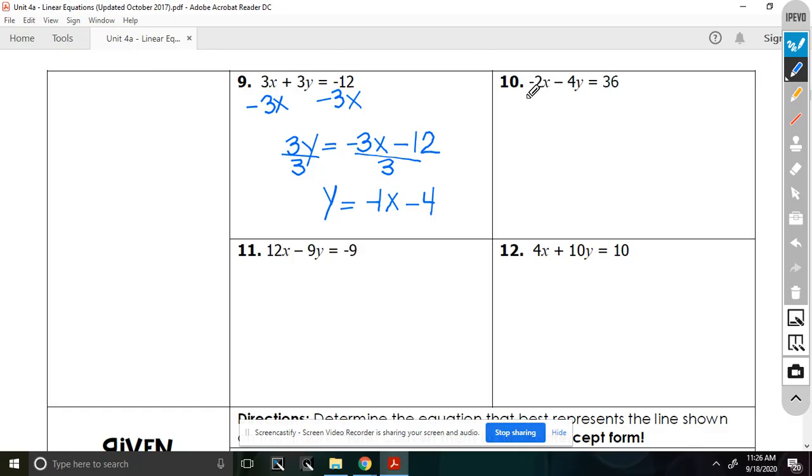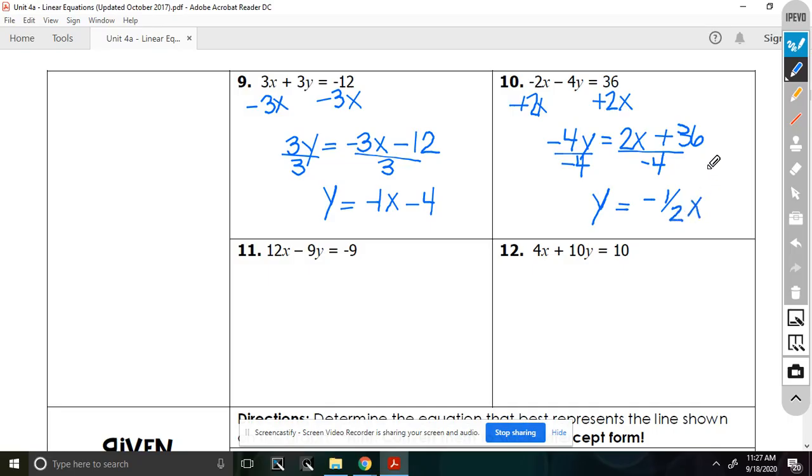10, how do I get rid of negative 2x? We're going to add 2x to both sides. And I'm left with negative 4y is equal to 2x plus 36. Okay, so that negative 4 needs to go. So in order to get that to cancel out, we have to divide everything by negative 4. So I have y equals 2 over negative 4. I know that's going to be a negative because a positive divided by a negative. And then 2 over 4 is 1 over 2x. 36 divided by negative 4 is negative 9.